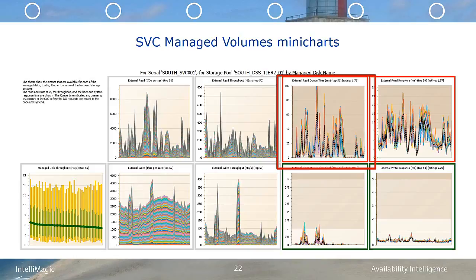So very similarly to when an accident on the freeway that is miles ahead can cause slowdowns where you are, when you have a downstream bottleneck on the SVC back-end storage, you're going to experience high response times on the front end, particularly when there's a high number of read misses.